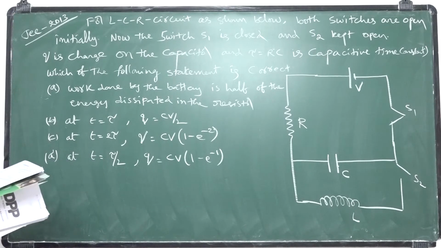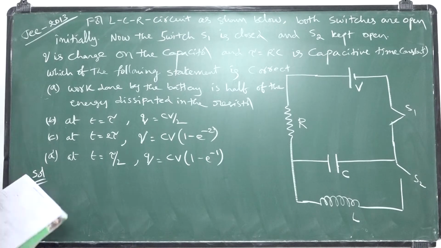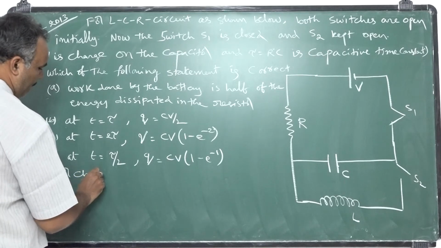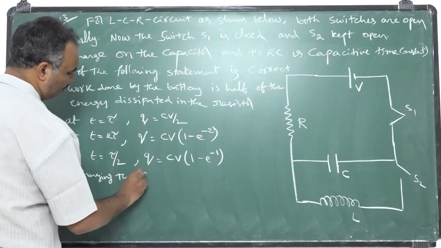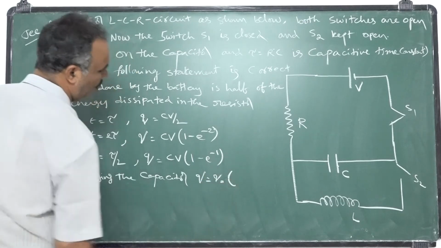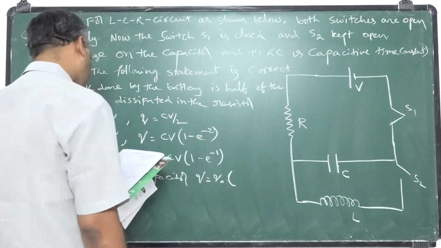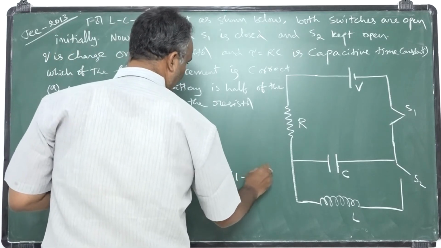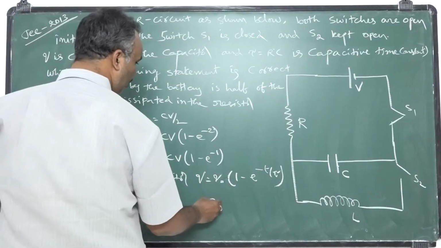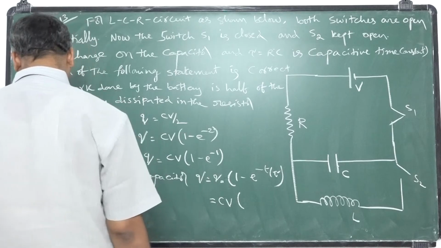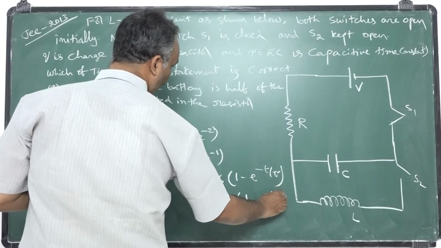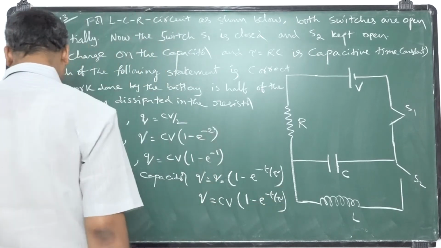So for charging the capacitor, Q is equal to Q naught into 1 minus e power minus t by tau. This is the general formula. Q naught is the maximum charge available, which is replaced with capacitance into EMF, so Q is CV into 1 minus e power minus t by tau. This is the general formula for instantaneous charge on the capacitor.